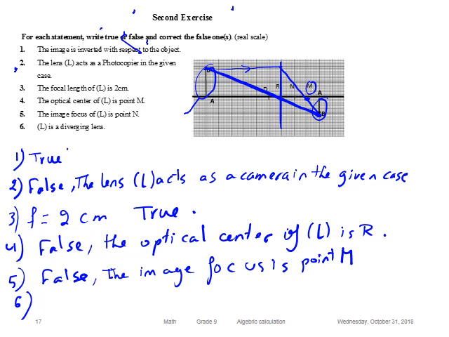6. L is a diverging lens. False. L is a converging lens.